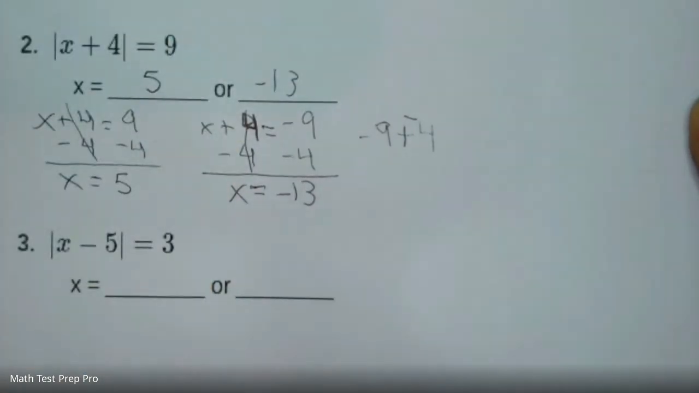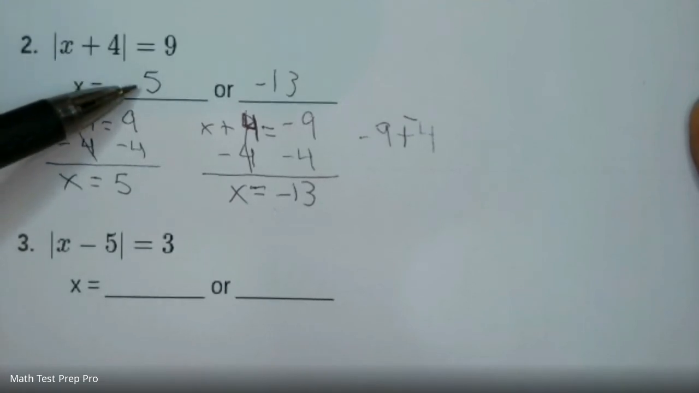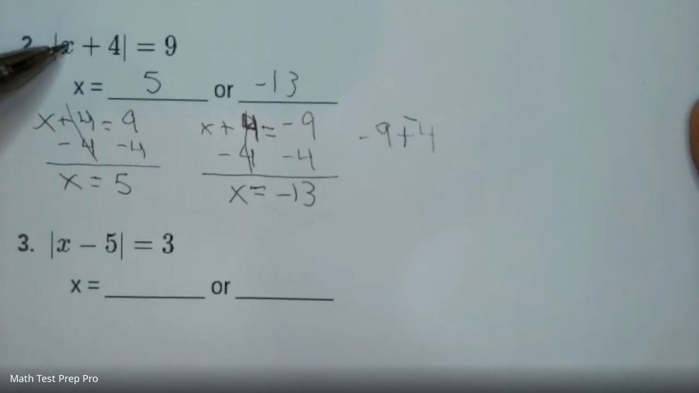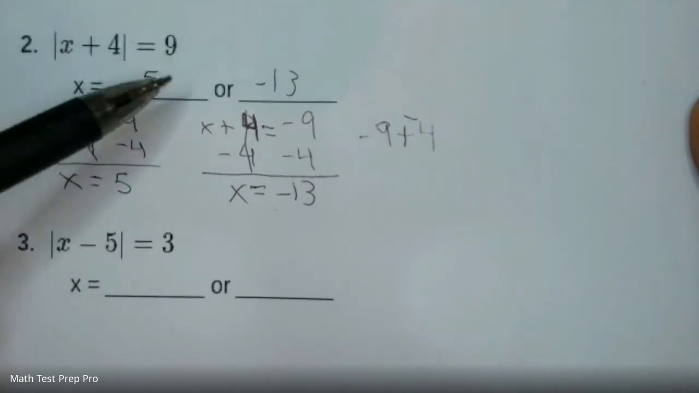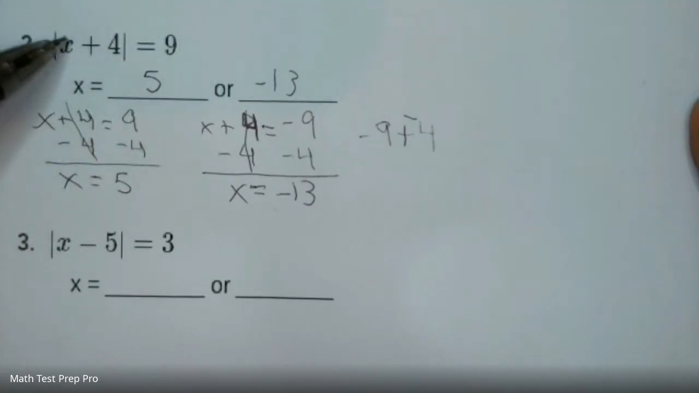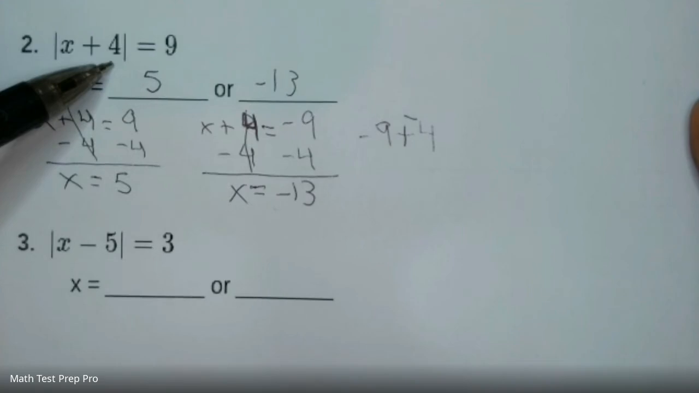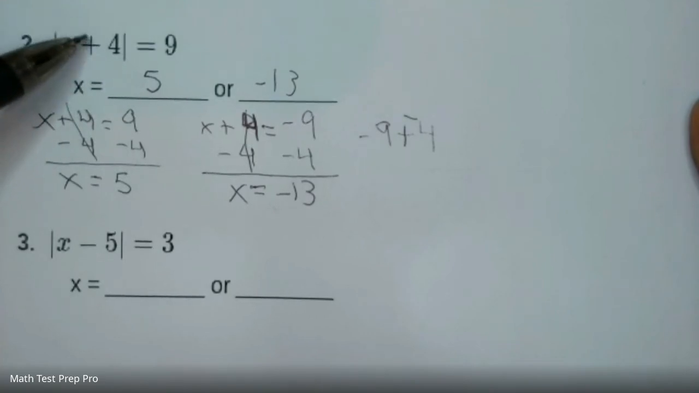All right, so in that problem, let's check it. Let's do some brain checks. If you plug in 5 for x, 5 plus 4 is 9. The absolute value of 9 is 9, so that's correct. Negative 13 plus 4 gives you negative 9. The absolute value of negative 9 is 9, so that checks out.